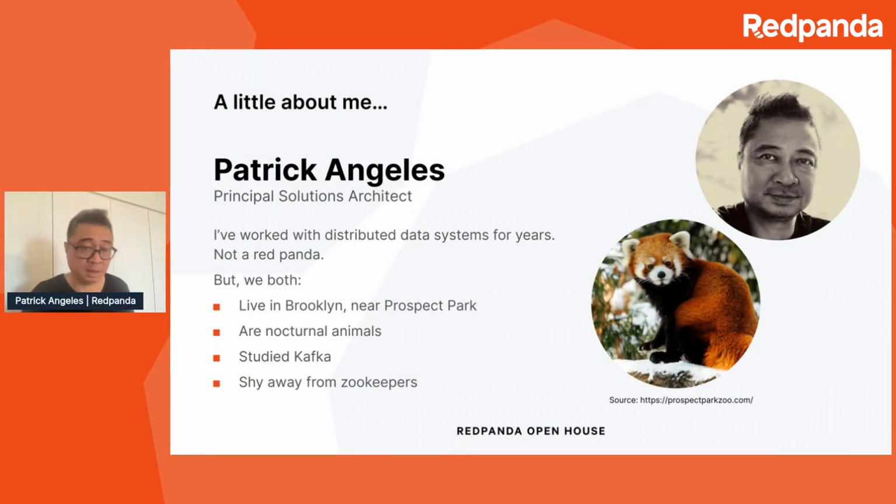So a little bit about me. I've been working with distributed systems for years now. Not a red panda personally, but there is a red panda living next to me in the Prospect Park Zoo in Brooklyn. And we're also both nocturnal animals and studied Kafka. I studied literature in school, and we are both afraid of zookeepers.